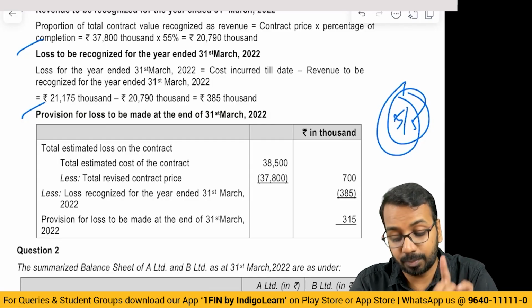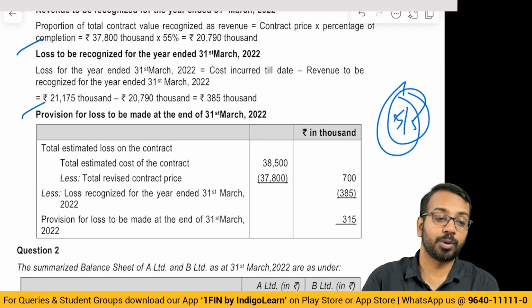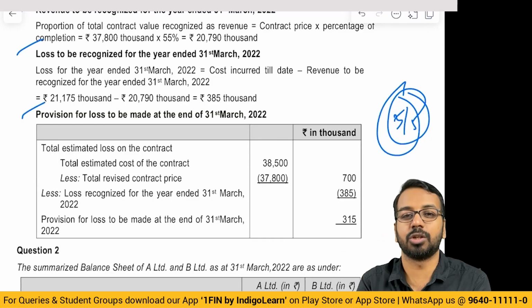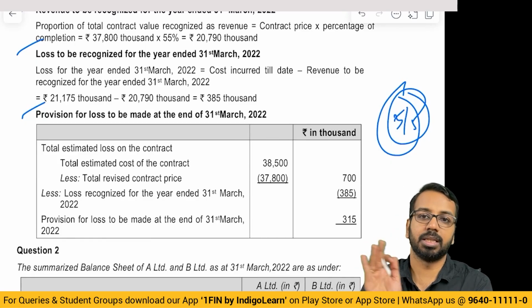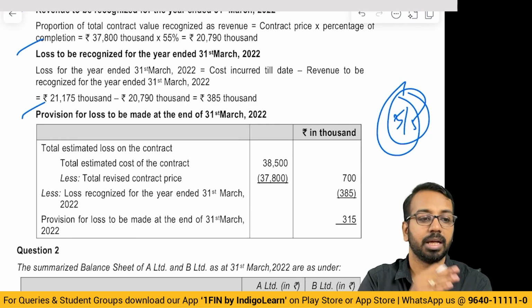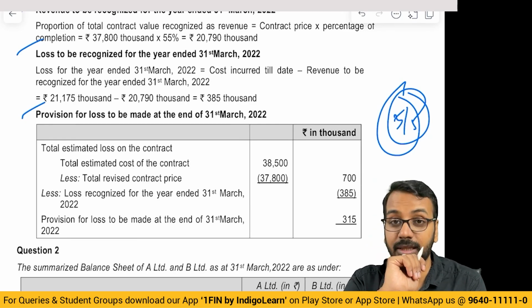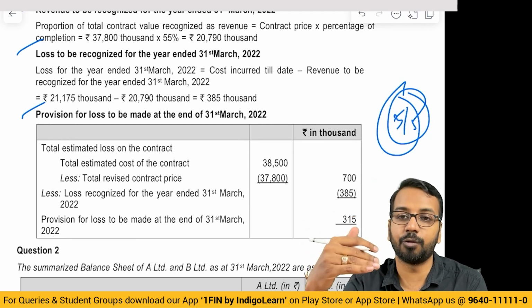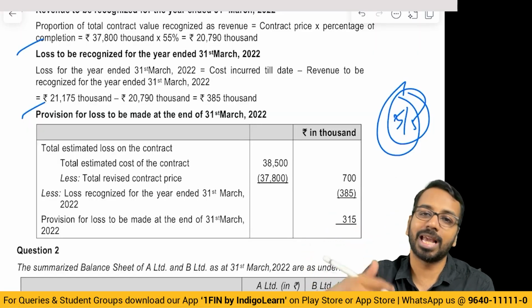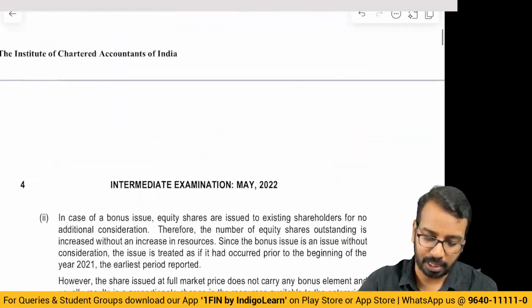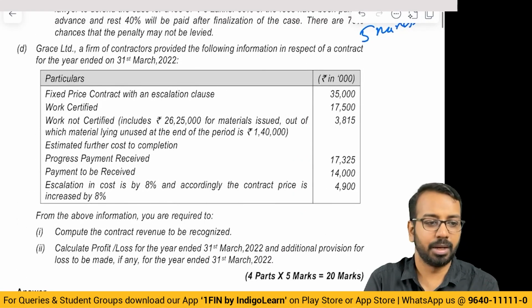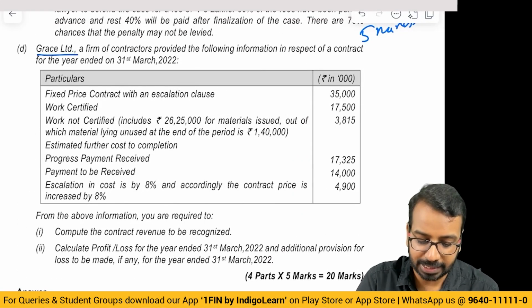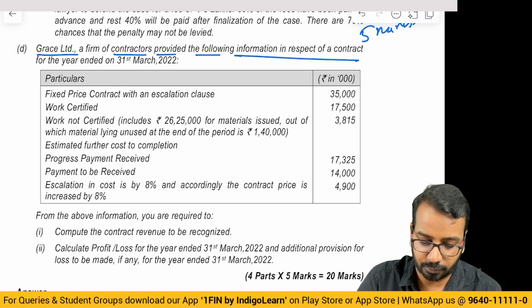And keep one thing in mind, after the institute has introduced MCQs, they are setting the theory, the descriptive part, lengthy. This is what I've observed in the previous attempt. They have actually made it pretty lengthy. So be mindful that yes, questions will be lengthy. Accordingly, our speed has to increase. Okay. Now let's see the question. Similar, we have already done a similar question. Grace Limited, a firm of contractors, provided the following information. Fixed price contract with an escalation clause 35,000.